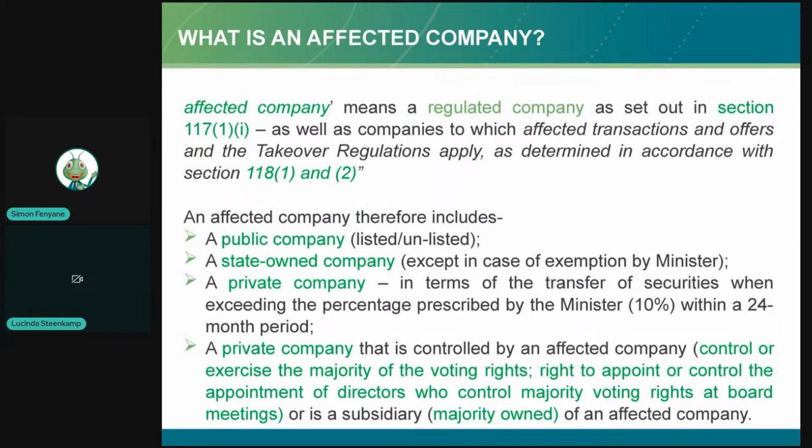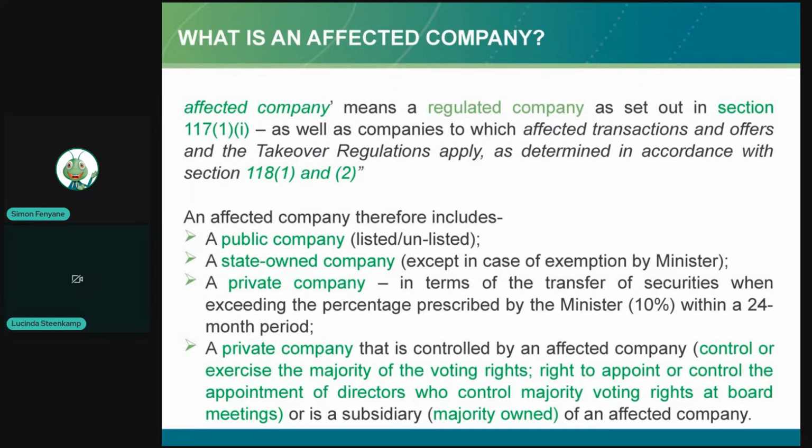So the difficult one, what is an affected company? So an affected company in terms of the legislation means a regulated company as set out in section 117(1)(i) of the Companies Act, as well as companies to which affected transactions and offers and the takeover regulations apply, as determined in terms of section 118(1) and (2) of the Companies Act. So those sections are quite complex. So in order to simplify, we broke it down for you. An affected company therefore includes a public company.